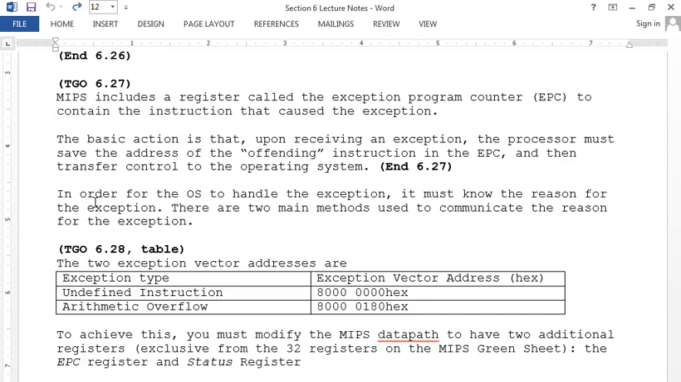And the other case, 80000180 hex, is what happens when we obtain an arithmetic overflow. It's the set of instructions that occur then. Is that just an overflow? Yeah, you get an overflow from the ALU.